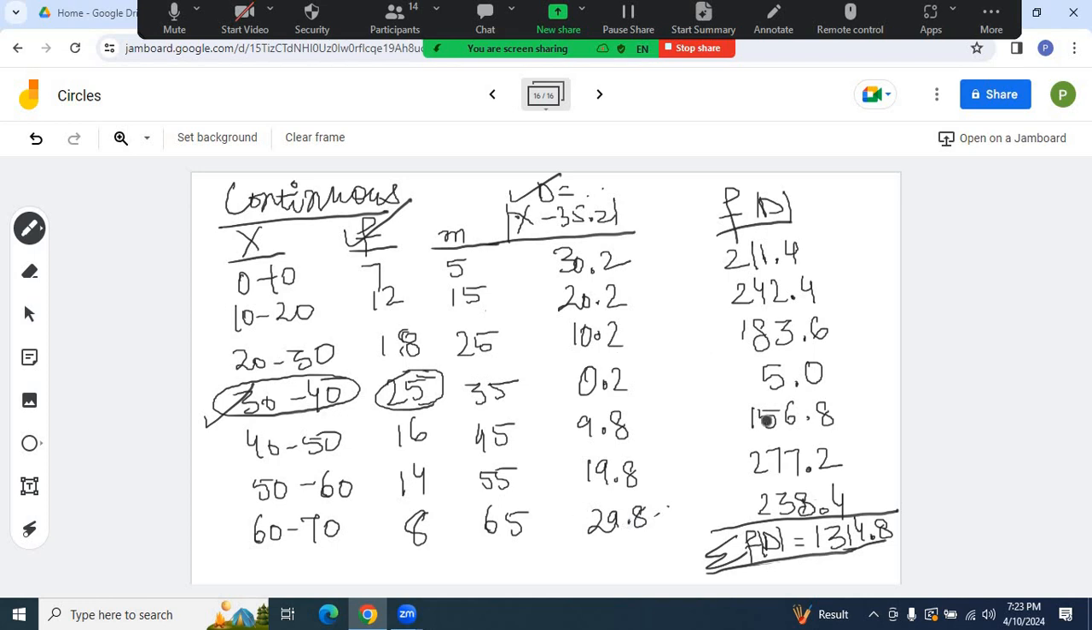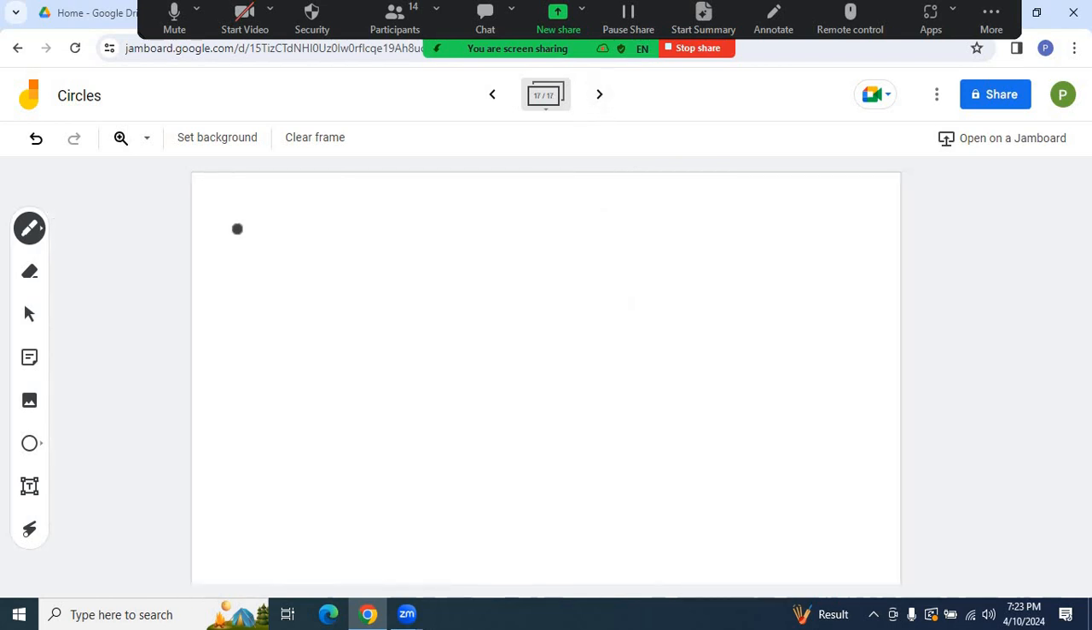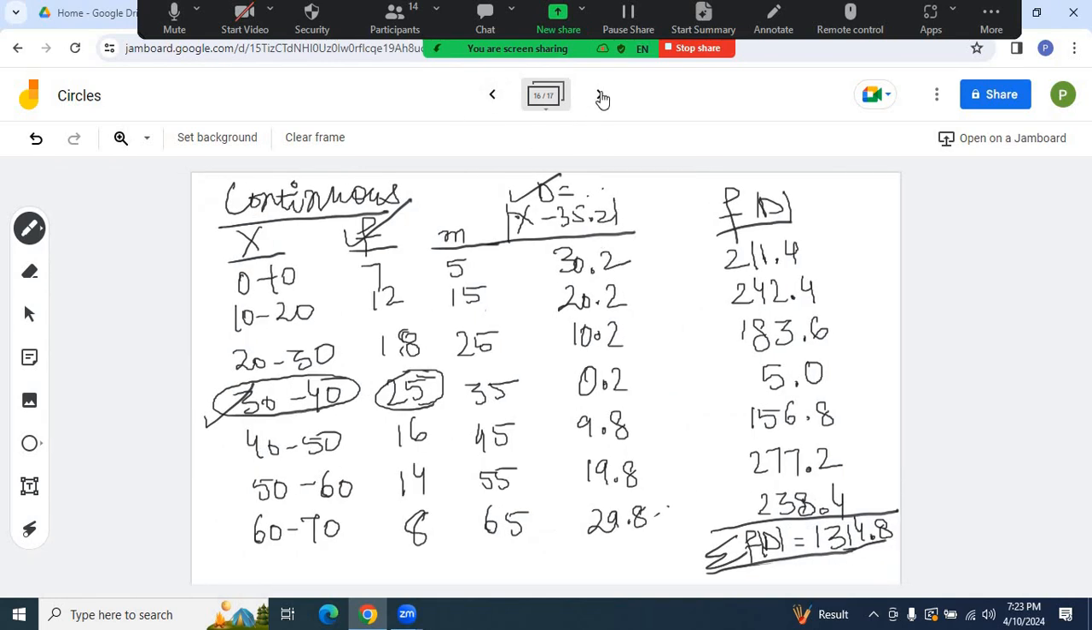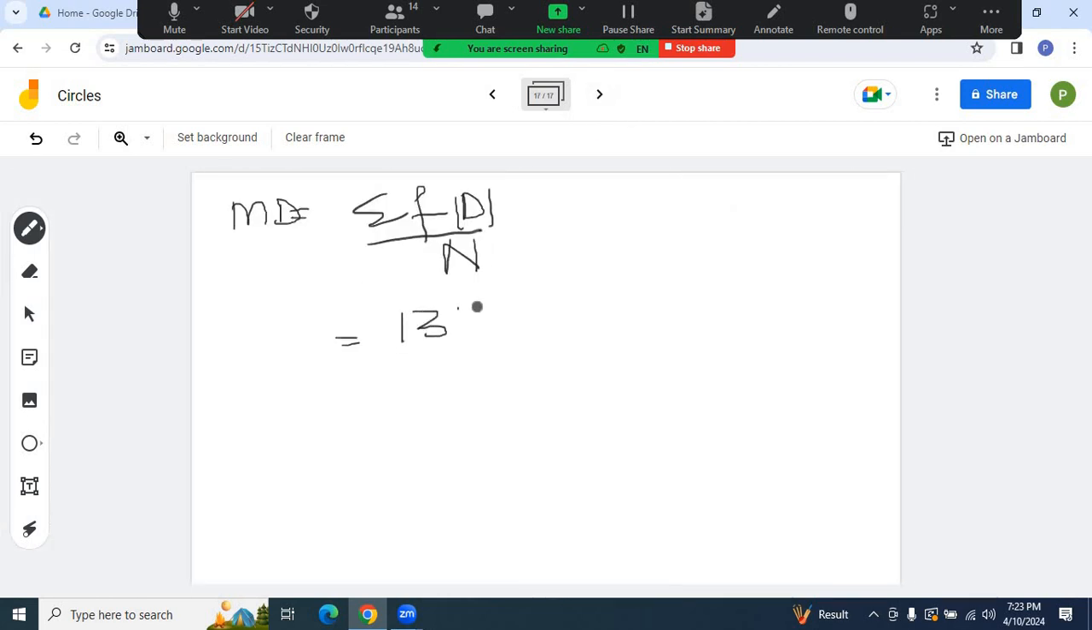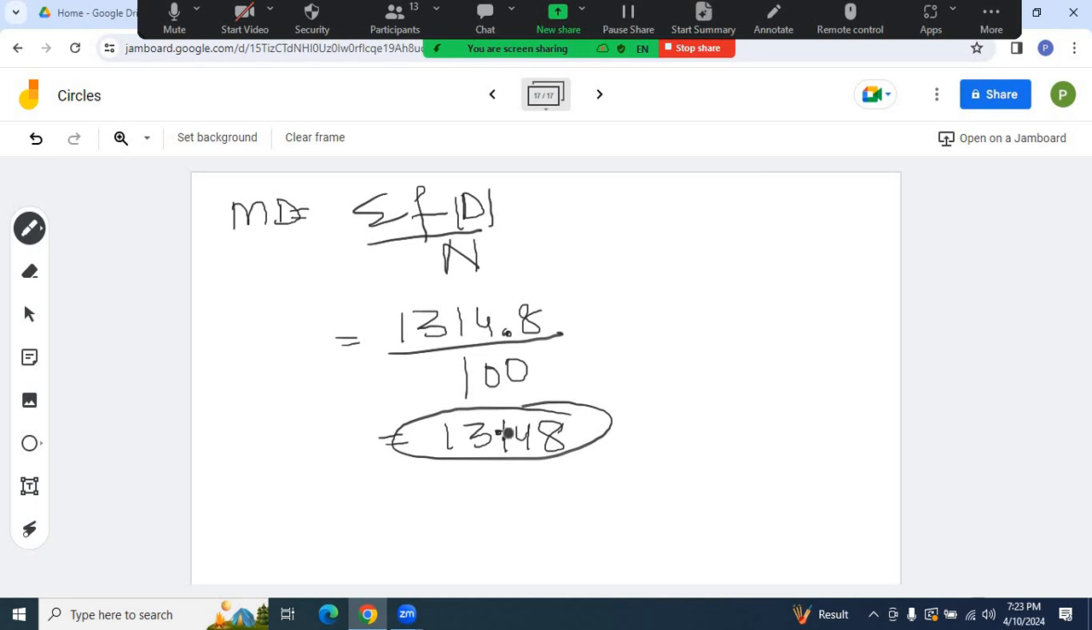The table is complete. Now the formula, mean deviation is summation FD upon n. Summation FD is 1314.8 upon n, 100. This is 13.148. So 13.148 is a bigger value. Deviation is too much. Right?